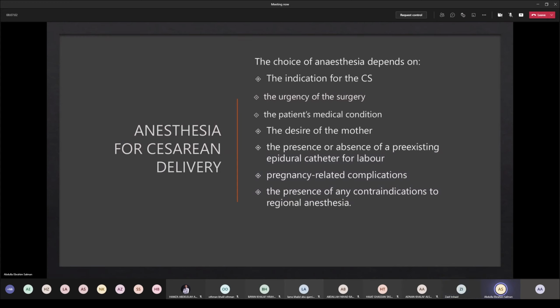The choice of anesthesia depends on the indication for the CS or C-section, the urgency of the surgery, the patient's medical conditions, the desire of the mother, the presence or absence of a pre-existing epidural catheter for labor, pregnancy-related complications, and the presence of any contraindication to regional anesthesia.